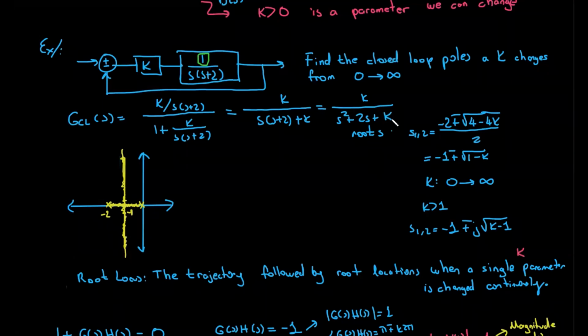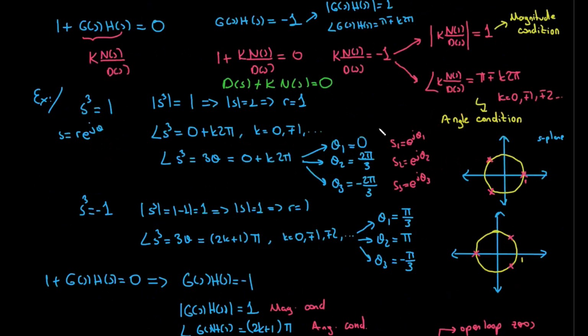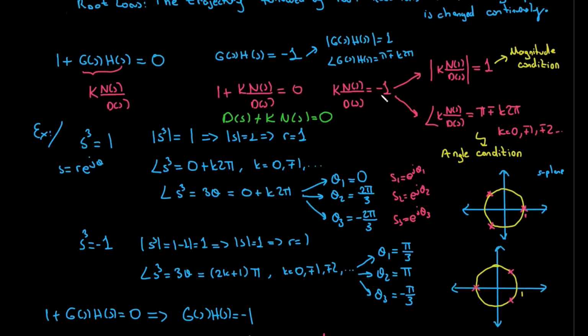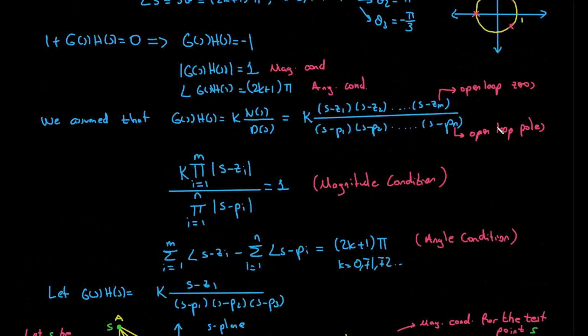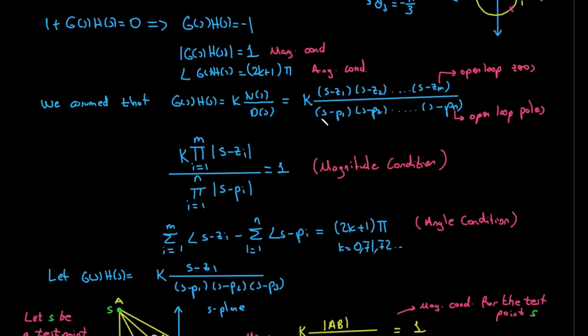So that's what we are sketching in the root locus. Anyhow, we said that something being equal to -1 means its magnitude is equal to 1 and its angle is equal to pi in the complex domain. We showed those examples and then we tried to write down these conditions explicitly.